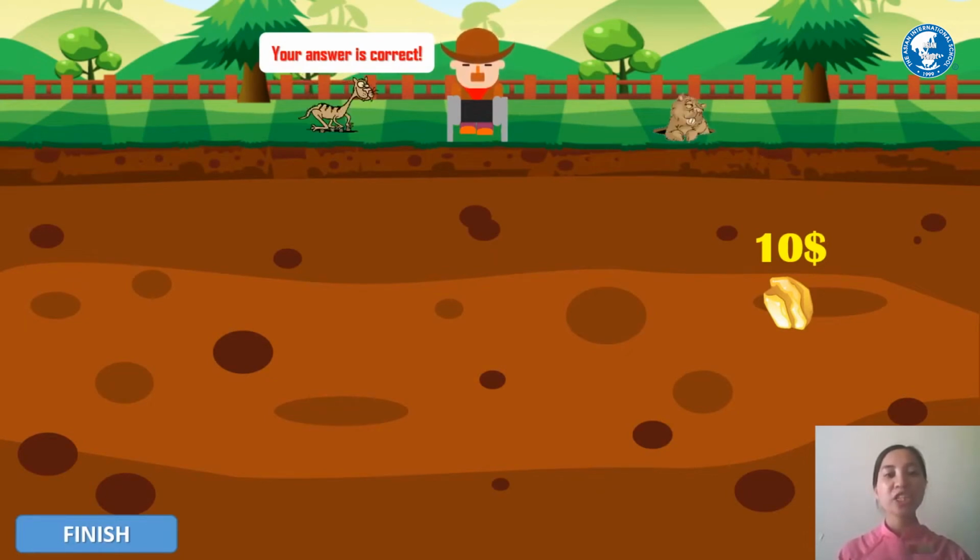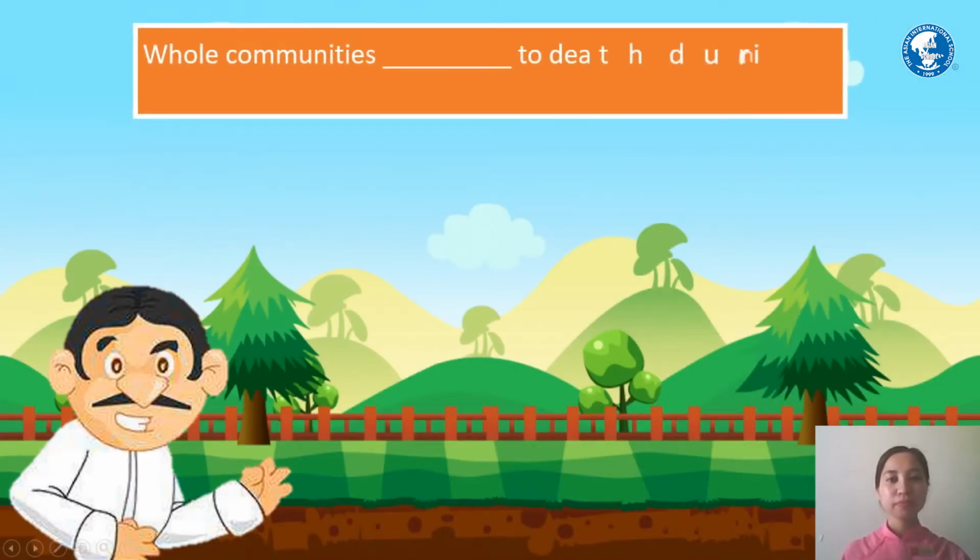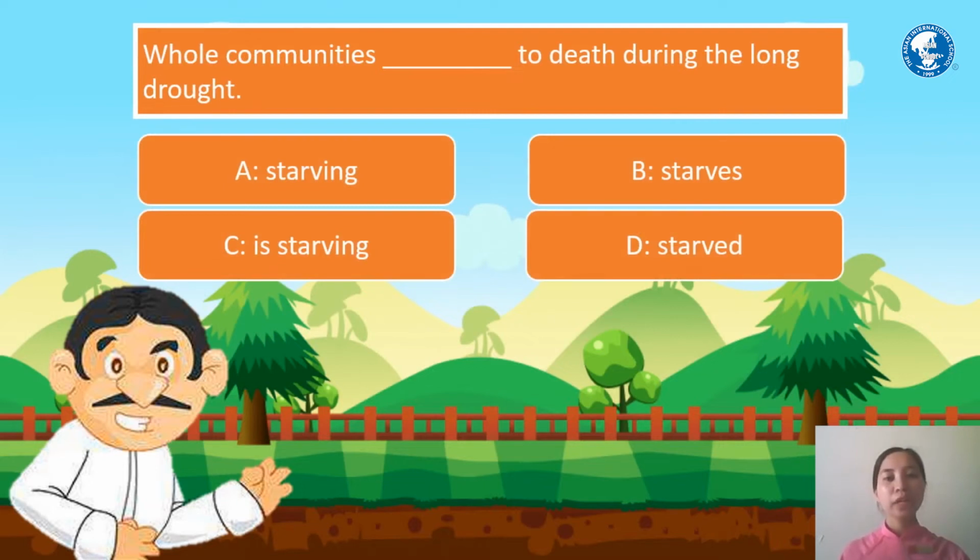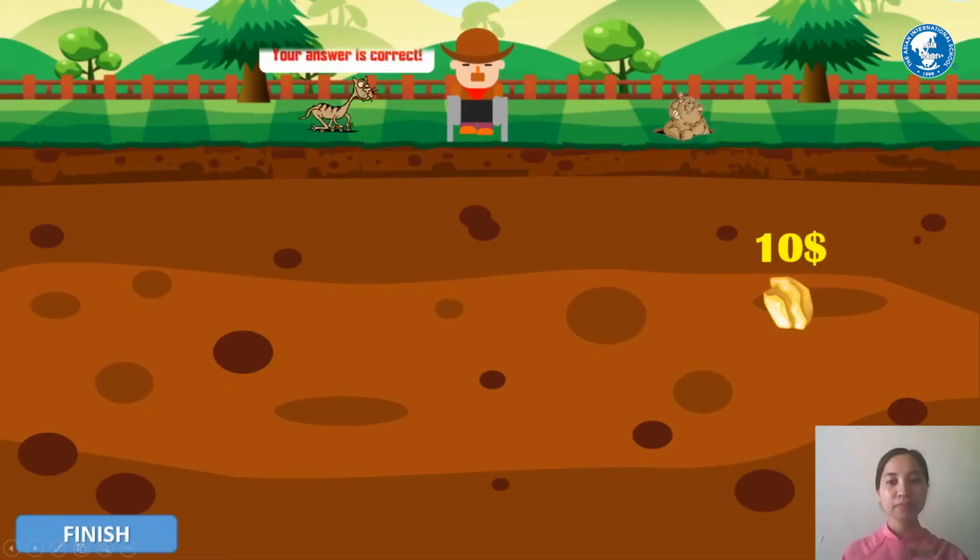Here comes the last question, and it is also the question with the smallest amount of money. Whole communities to death during the long drought. Can you recognize what's missing in the sentence? A main verb, right? So A, starving, doesn't make sense. Furthermore, communities is written in plural form, so B and C aren't grammatical. My final answer is D, which is written in simple past tense. Good job. I own a fortune now.